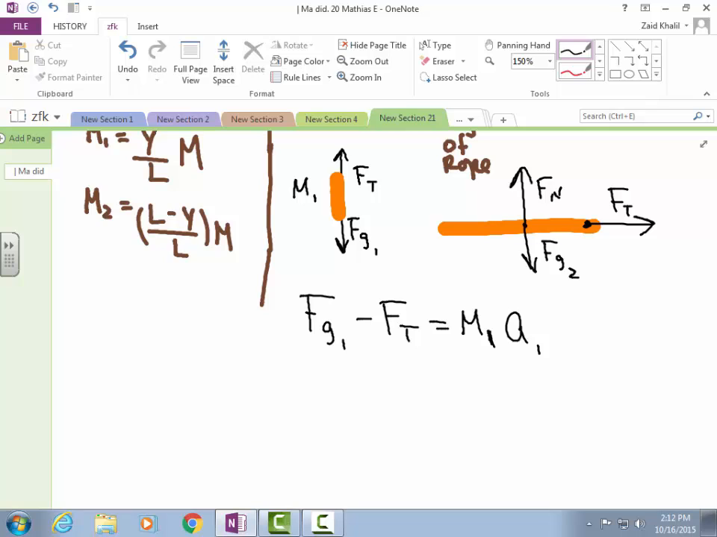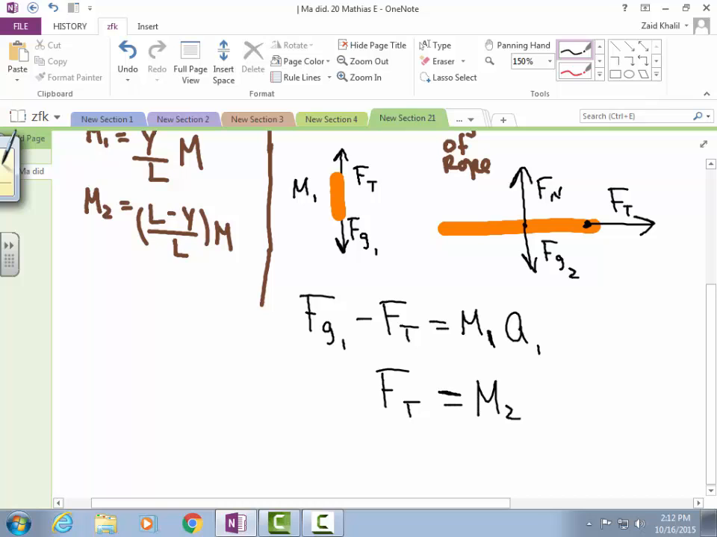Well, what did I already establish? The y direction is irrelevant for this problem because we don't have to worry about friction. Yes. So what are the forces on M2? Ft. And that's equal to M2 A2. Now, last piece is what do we do?